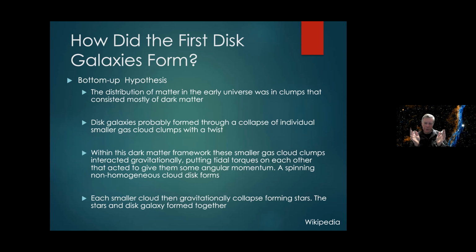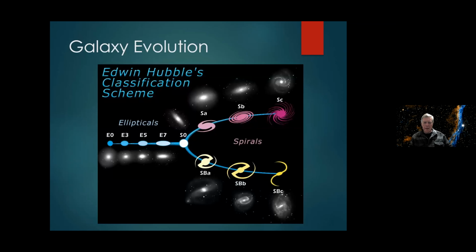So those are the two current popular hypotheses. One explains that 13.4 billion year old galaxy that Hubble saw, and the second hypothesis explains all of the disk galaxies that we see in the cosmos. Now this was a diagram put out by Hubble. A lot of people think that this diagram moves from left to right, and it doesn't.